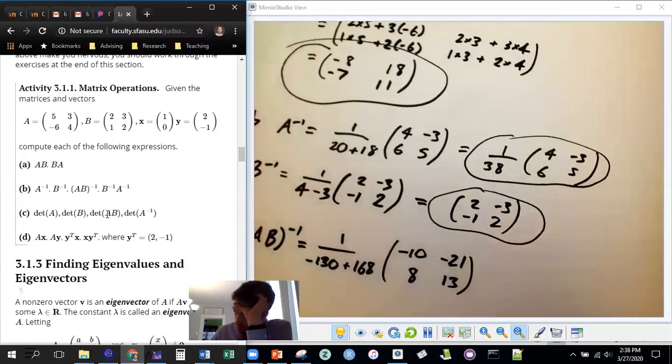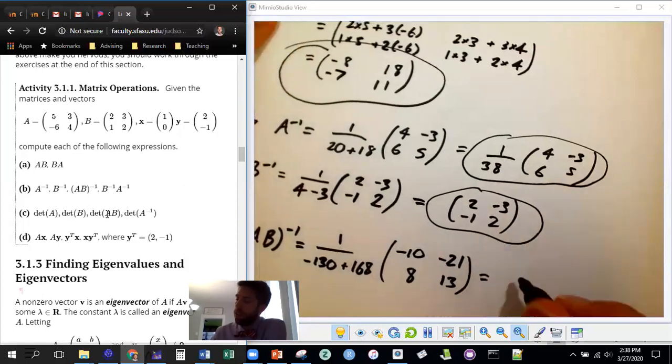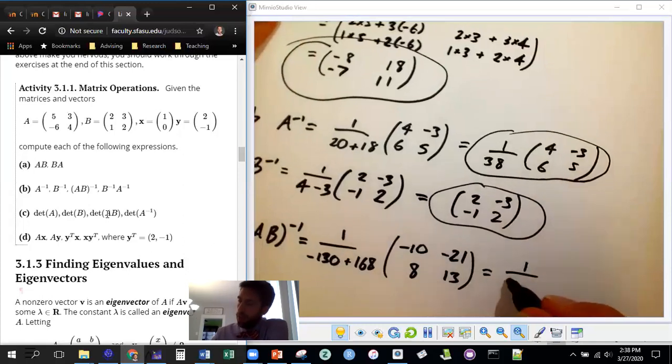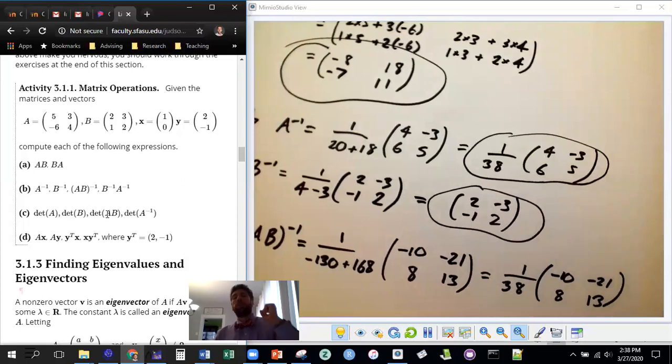All right, so let's simplify that fraction out front. And we get 1 over 38 times negative 10, 21, 8, 13. Coolio. Okay.